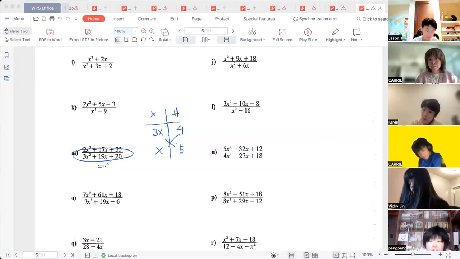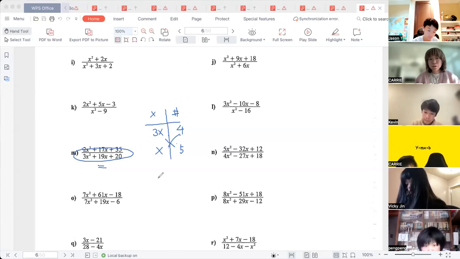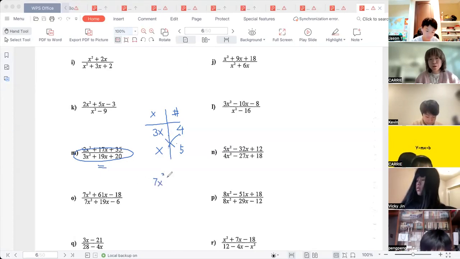Get it? Okay, so let's take a look at this one. We do 7x squared plus 61x minus 18. Everybody, let's do this one, okay?